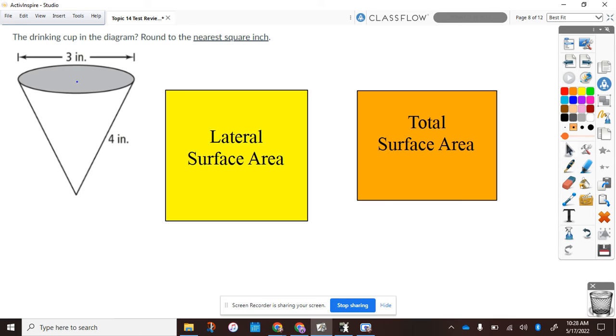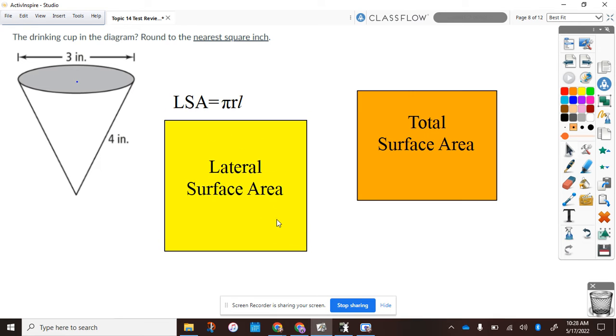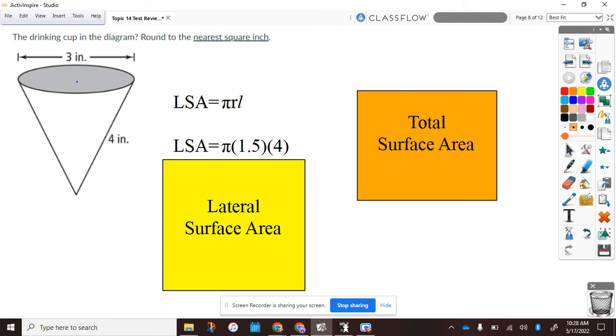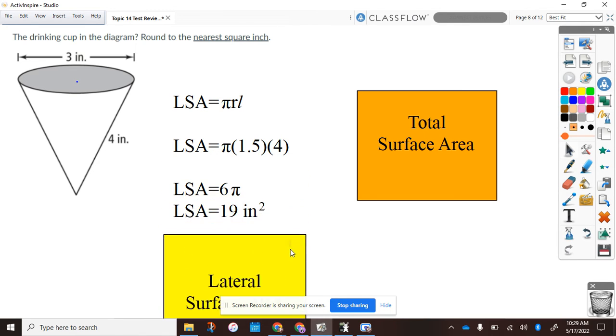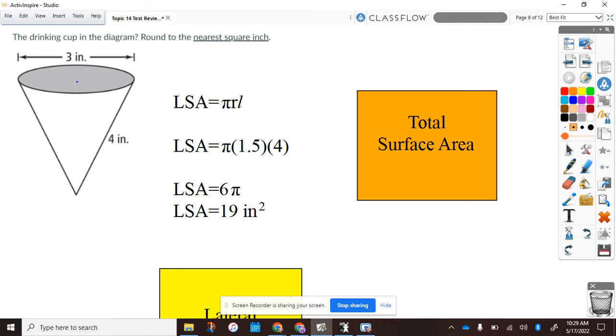Lateral surface area, remember on a cone, is pi RL. So it's pi times the radius times the slant height. Remember that your diameter is twice as much as the radius, so we have to cut it in half to get R. That's why it's 1.5 and not 3. 6 pi, we round to the nearest square inch, and that's 19.